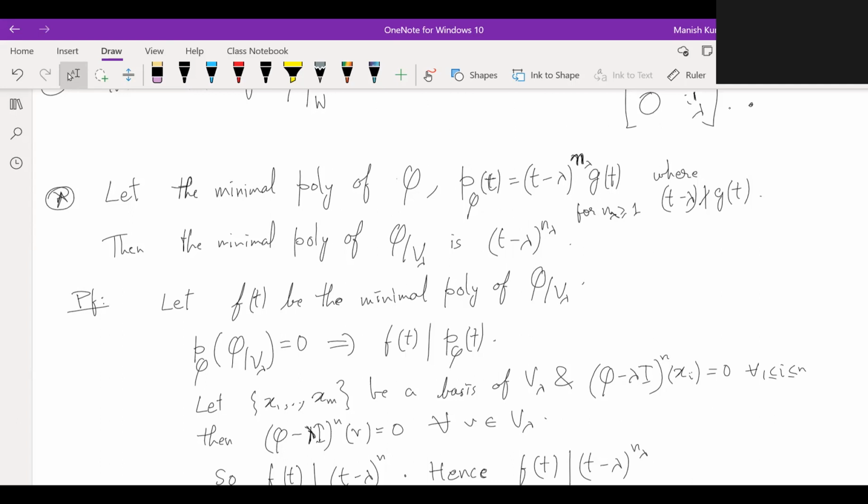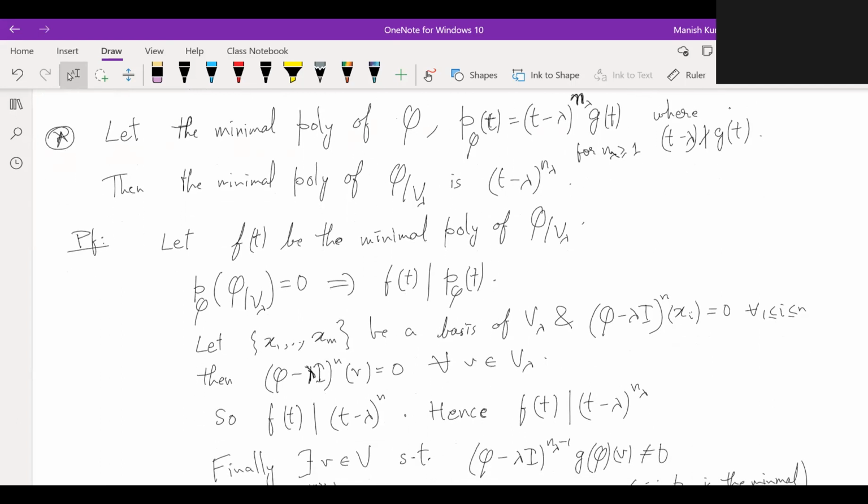The minimal polynomial is a polynomial with least degree, right? And we saw that any polynomial that satisfies this operator must be a multiple of it, when we were discussing the minimal polynomial. So we know that f(t) divides p phi(t).